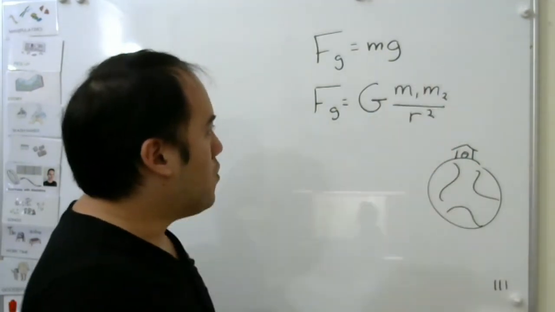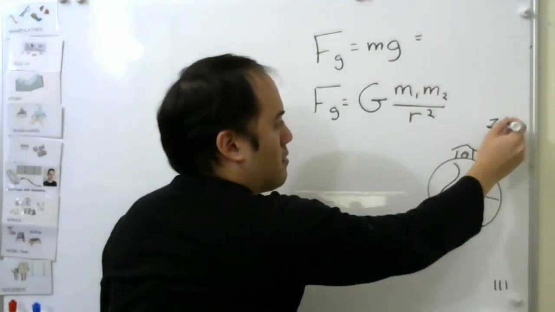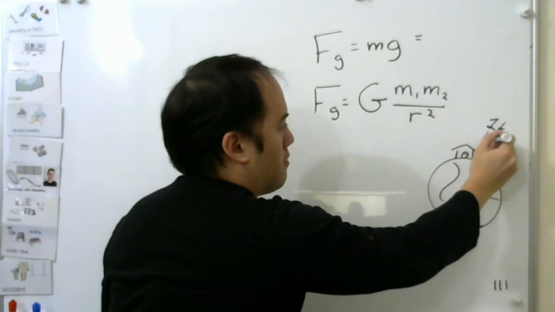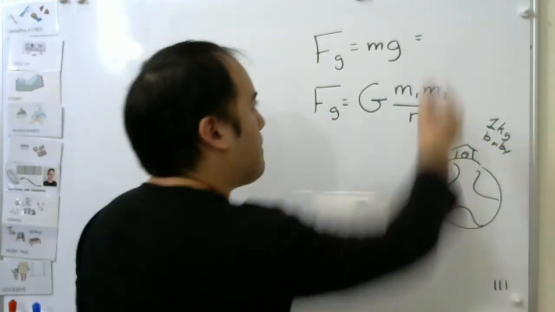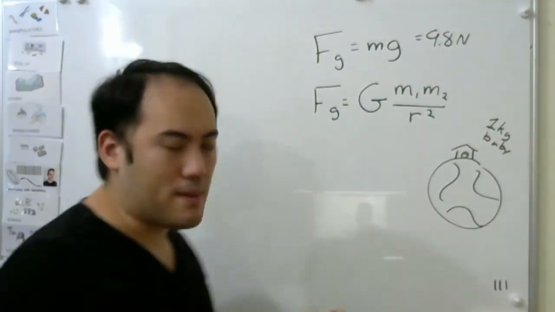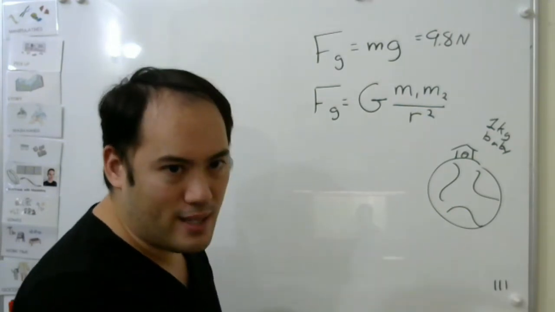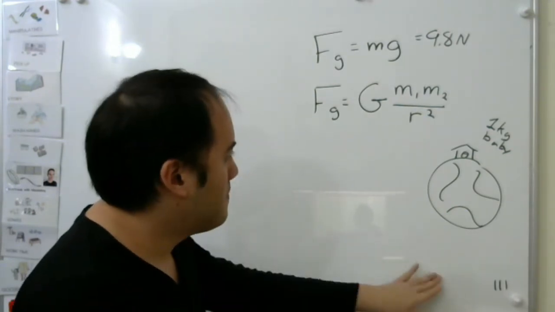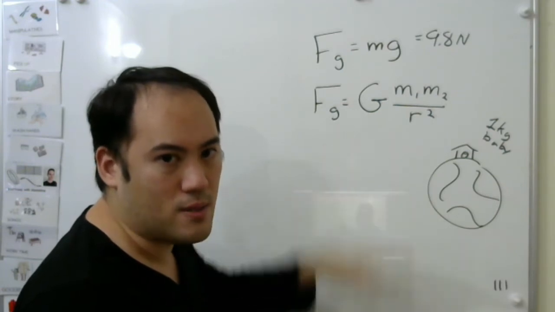So on the old formula, we figured out that for a 1 kilogram baby, the force of gravity is about 9.8 newtons. This little baby, must have been born very recently, is only 9.8 little apples. Let's see if we can find a new formula where that's still true.